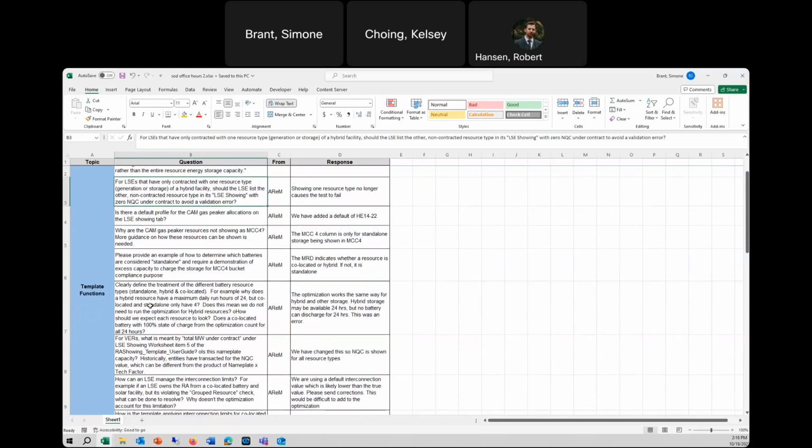Clearly define the treatment of the different battery resource types, standalone, hybrid, and co-located. For example, why does a hybrid resource have a maximum daily run hours of 24, but co-located and standalone only have 4? Does this mean we do not need to run the optimization for hybrid resources? How should we expect each resource to look? And does a co-located battery with 100% state of charge from the optimization count for all 24 hours?